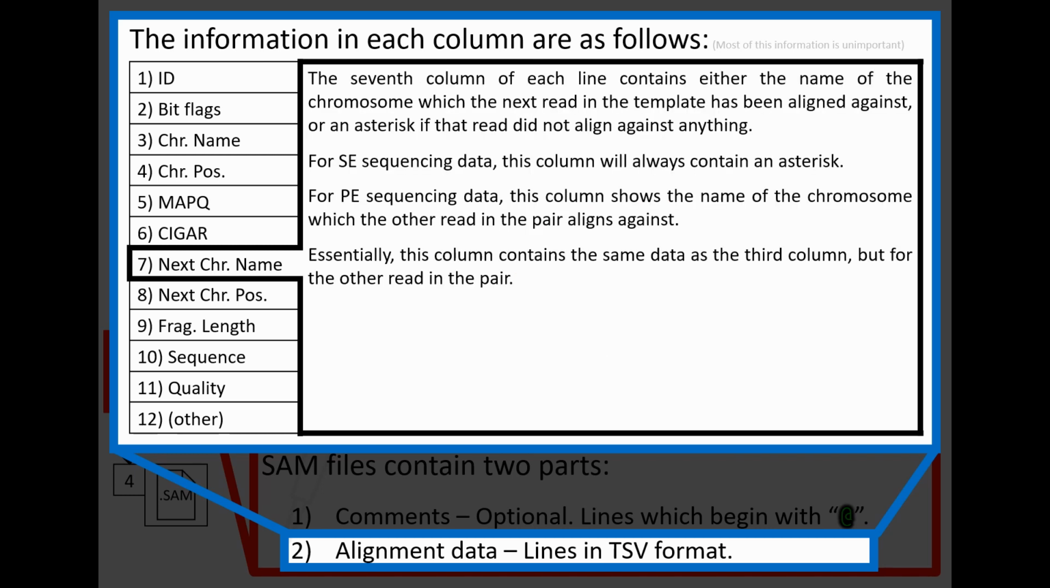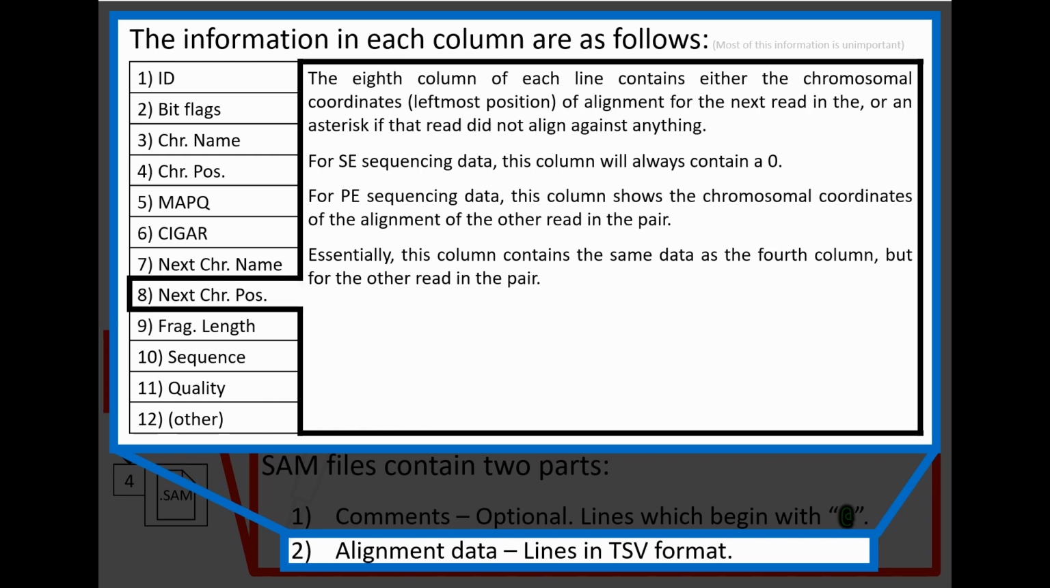The 7th and 8th columns function like the 3rd and 4th, in that they contain a set of genomic coordinates following the same set of rules. However, these coordinates are for the alignment results of the other read in the read pair. For single-end sequencing, where there are no read pairs, the 7th column will always contain an asterisk.